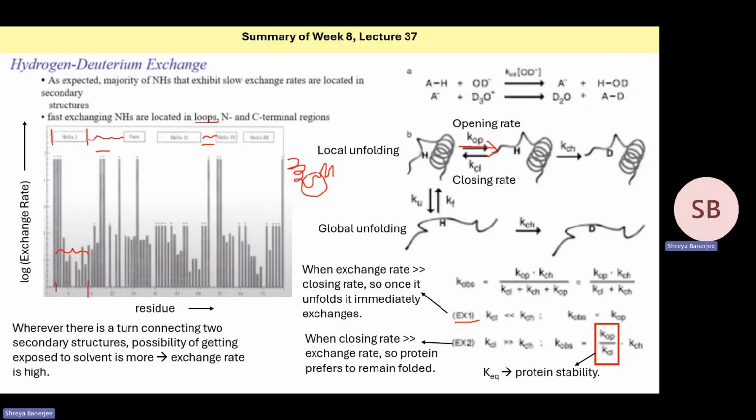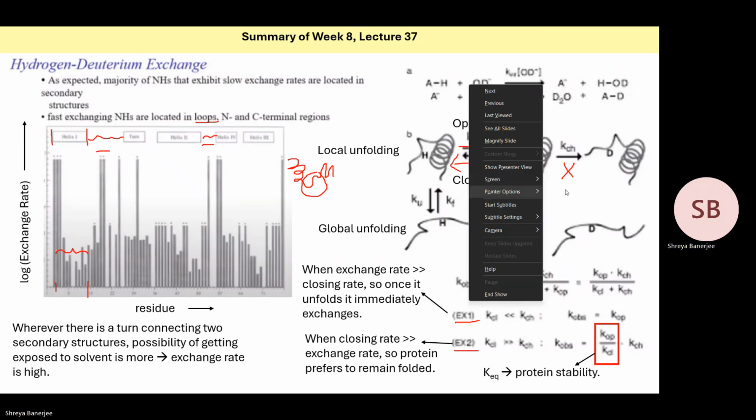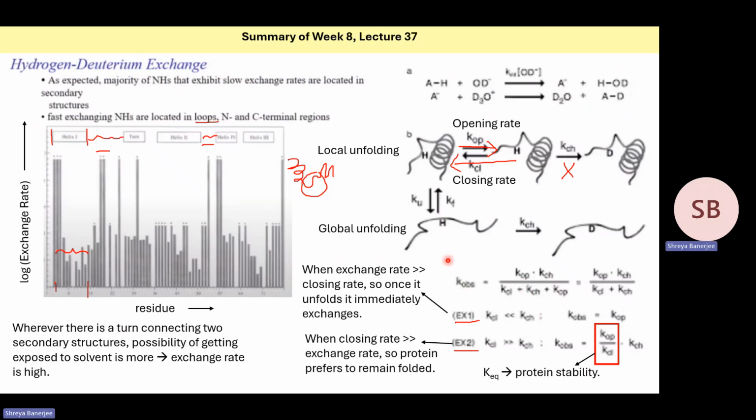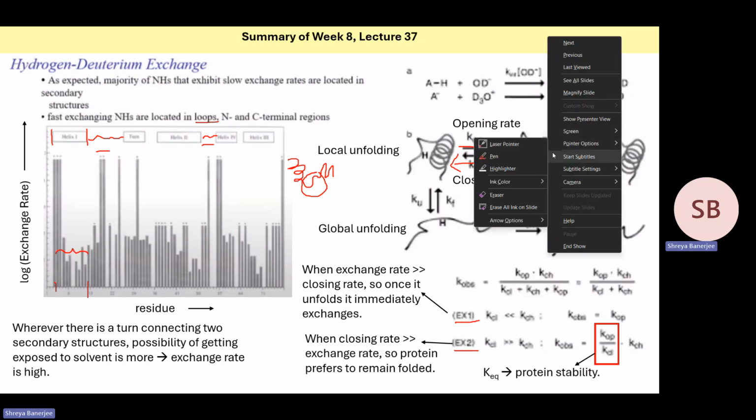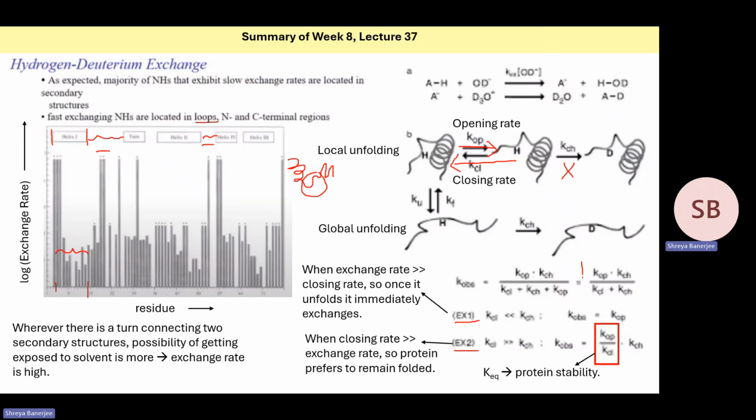The other possibility is when the reverse reaction is much faster than the exchange reaction. In that case, this exchange will not happen easily. The protein will always tend to remain in the folded position. That is called EX2. So the rate that is observed is a mixture of these different opening rate, closing rate, and so on. You can just remember this particular equation. If you derive the kinetics, you can find this equation.